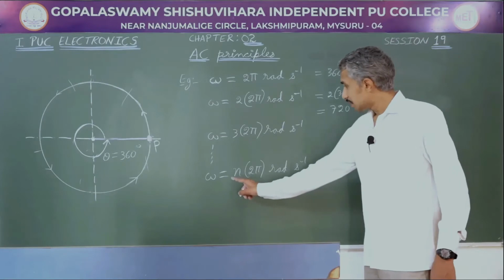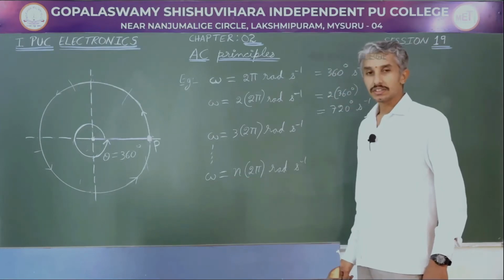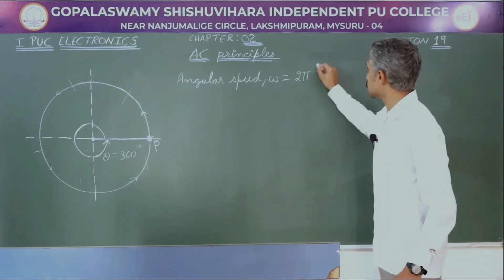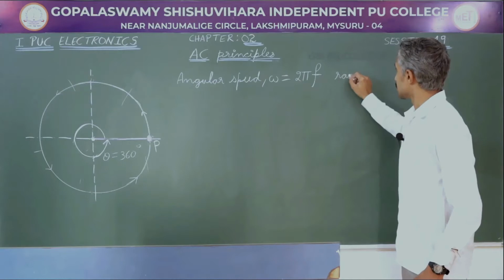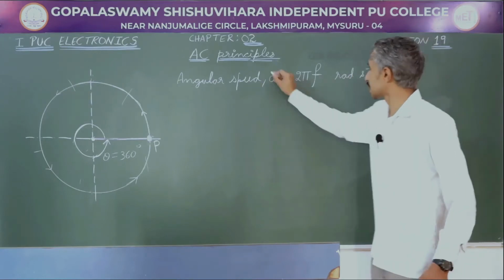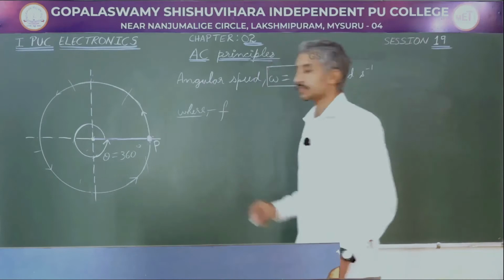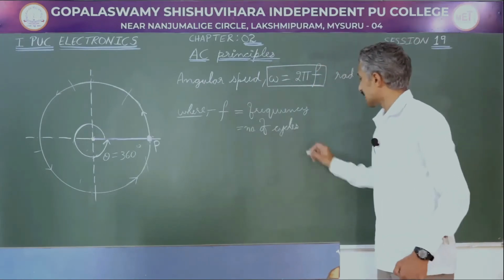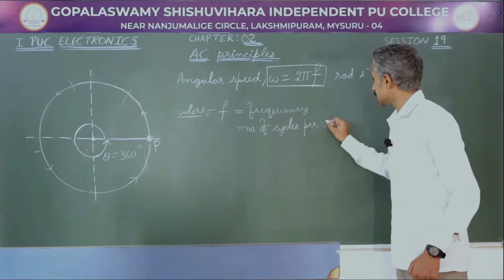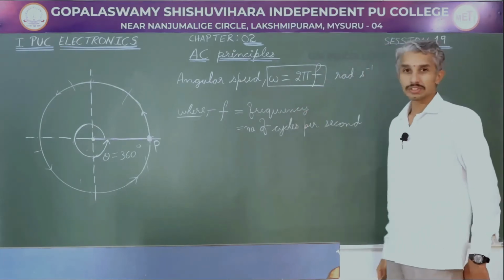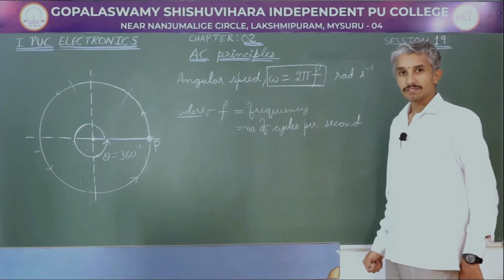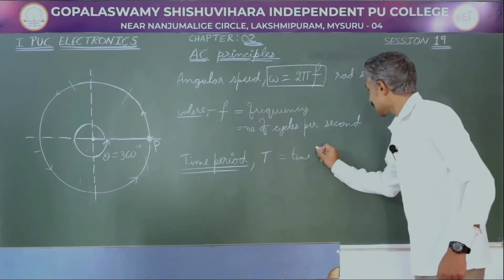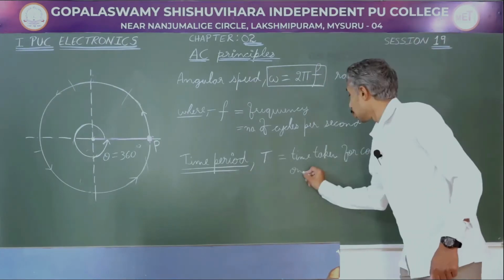And the same angular speed can be represented as omega is equal to 2 pi f. In SI units, it is radians per second. In this formula, f represents frequency, which is the number of cycles covered per second. We also define one more term, which is time period. And what is time period? Time taken for completing one cycle.